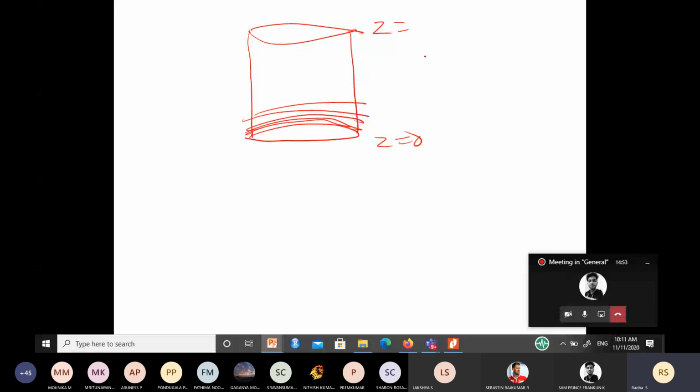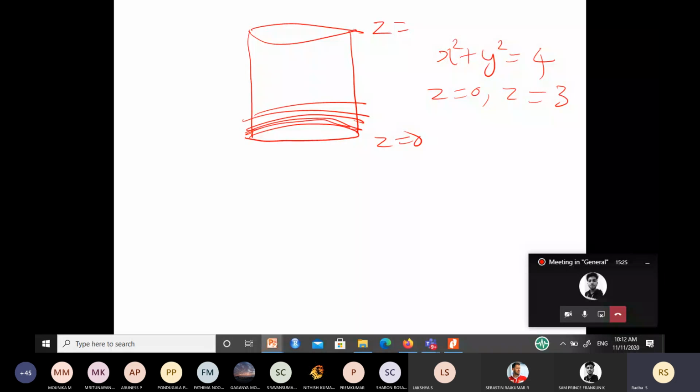The equation of a cylinder is usually mentioned by the equation of a circle. They always give it like this: x square plus y square equal to 4. That actually denotes a cylinder. It's a circle, I accept, but this circle is being piled up from somewhere to somewhere. You have to mention where to where. If I mention from z equal to 0 to 3, you are piling up a circle of radius 2. Is it okay?